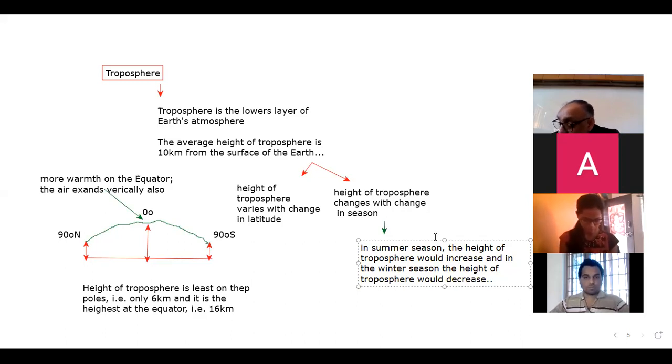So for whom it is possible, kindly keep your cameras on. For those who can afford to keep their cameras on, they should please, at least. If anybody has some particular problem that it's not possible to keep the camera on, then it's a different thing.